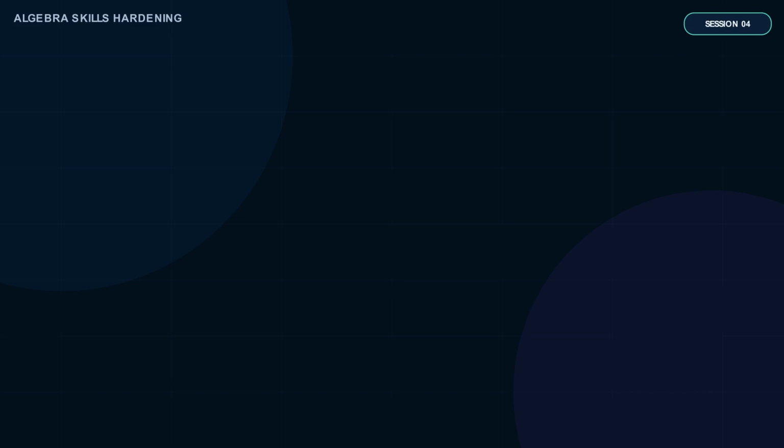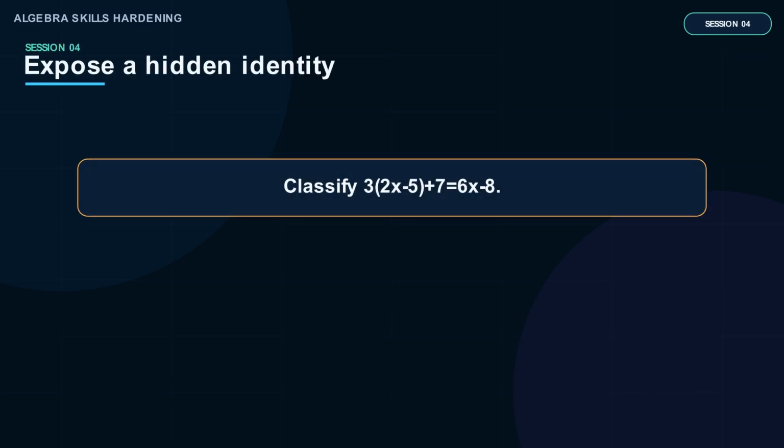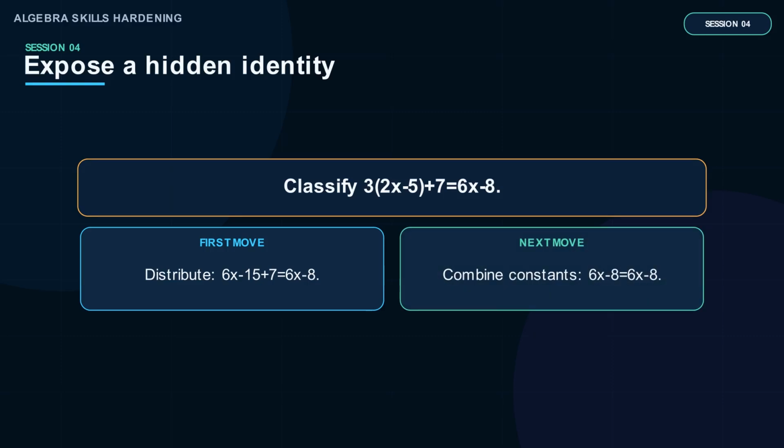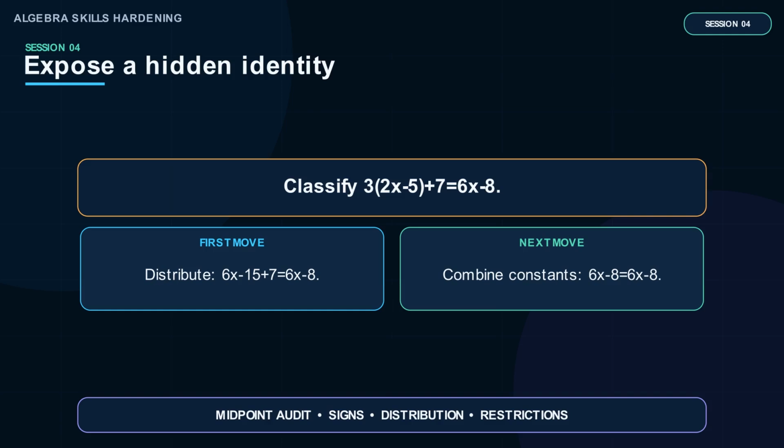Here is the challenge. Classify 3(2x - 5) + 7 = 6x - 8. Restate the target and identify the most important part of the routine. The first move is to distribute: 6x - 15 + 7 = 6x - 8. This changes the form without changing the meaning. Next, combine constants: 6x - 8 = 6x - 8. Keep the relationship visible and apply the operation to every required term. Now audit distribution, signs, copied values, and restrictions. A brief midpoint check is cheaper than rebuilding the solution.